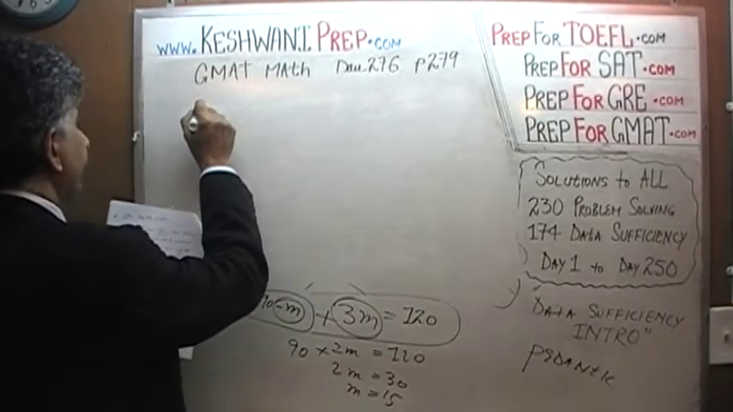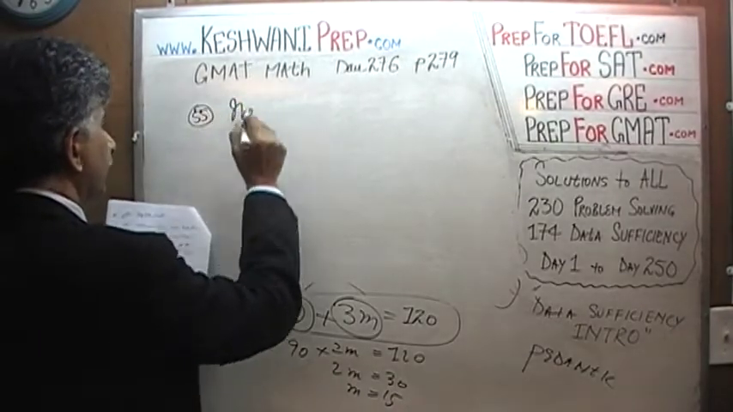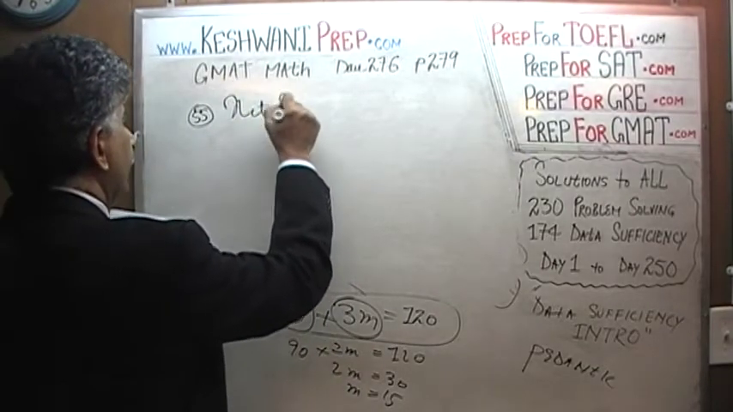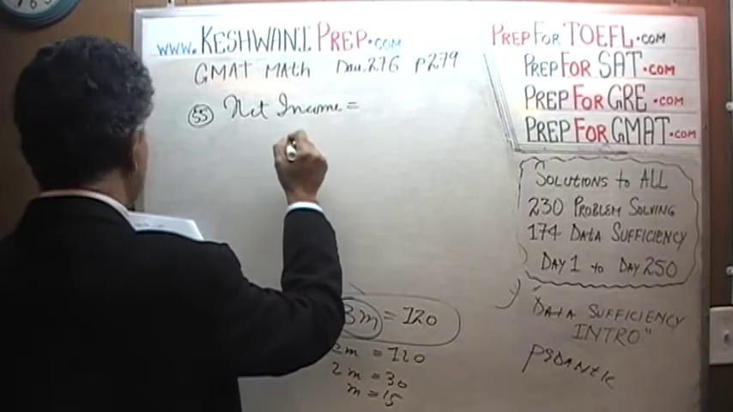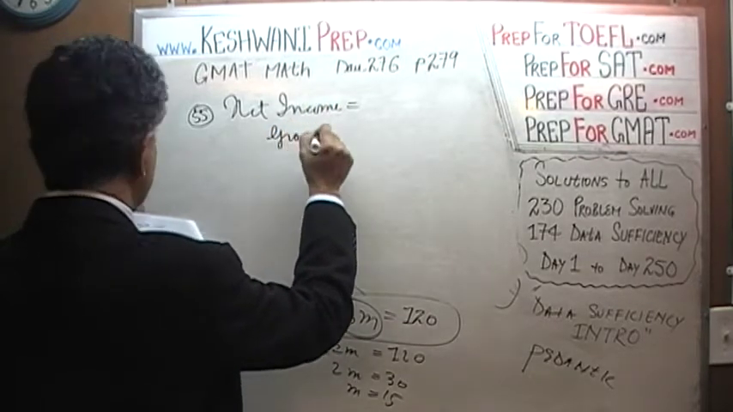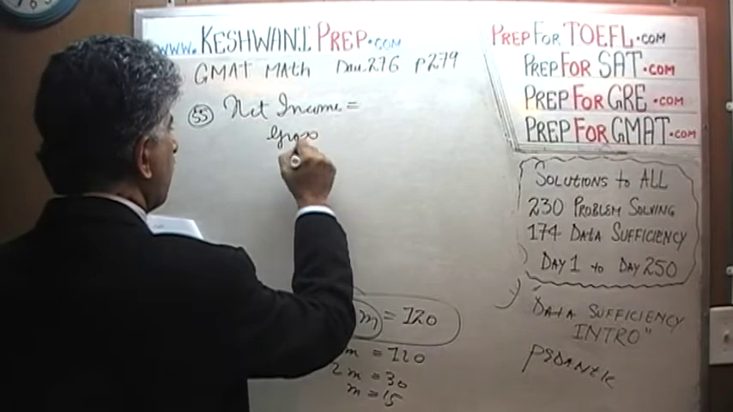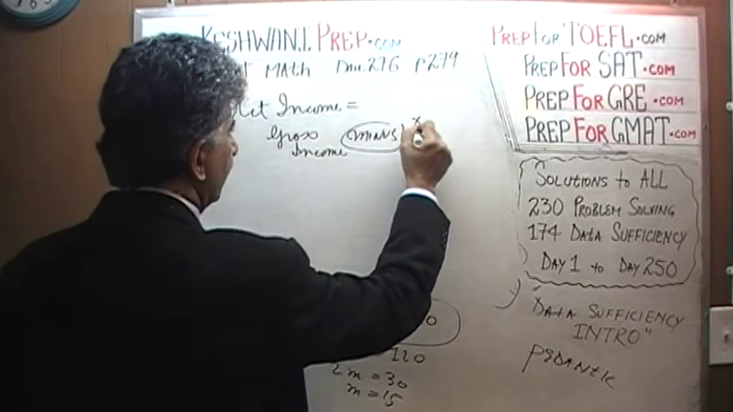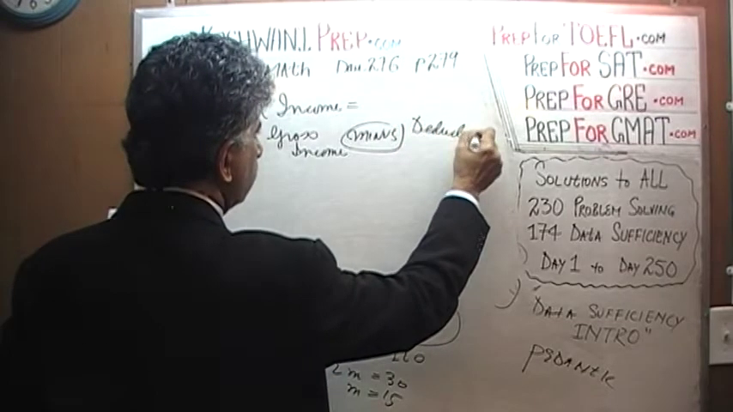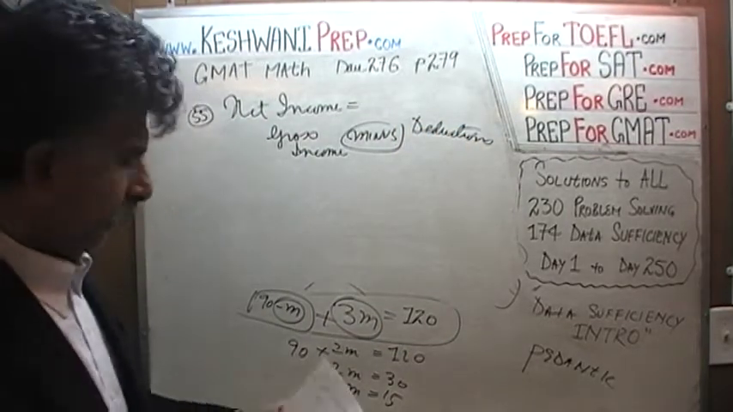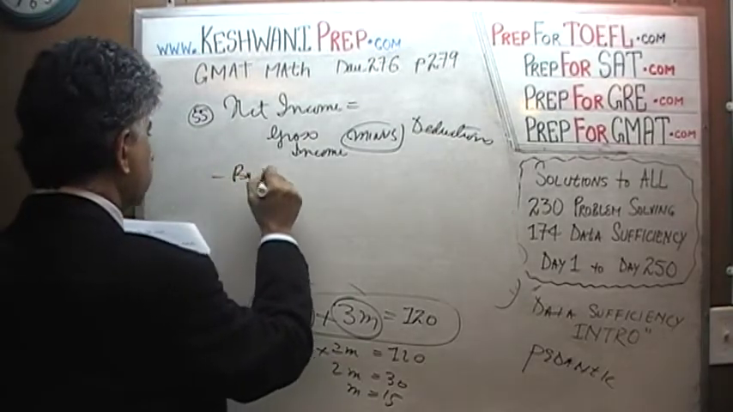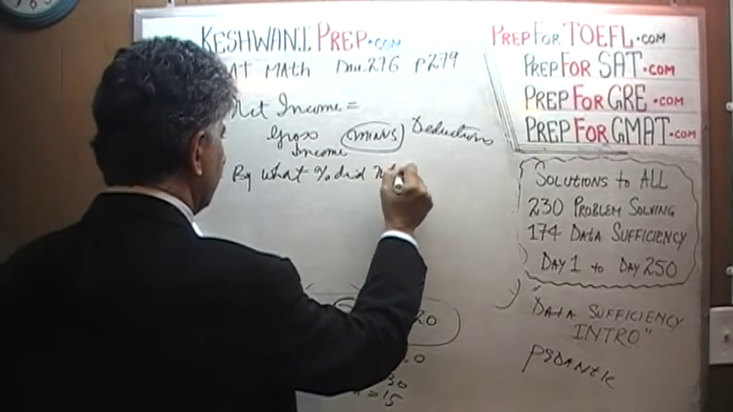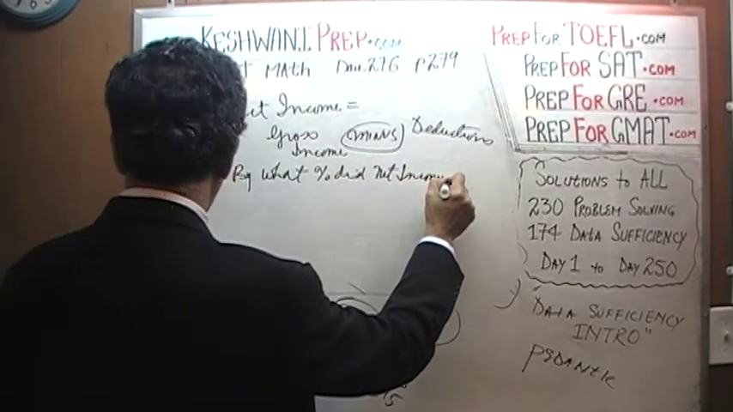Number 55. In number 55, we are told that the net income equals gross income minus the deduction. That's a novel idea. The question is, by what percent did net income change?